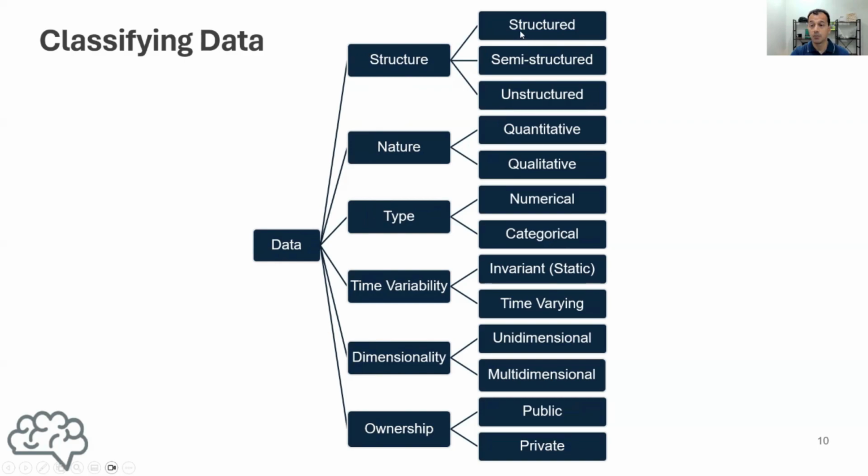In this sense, data can be structured, semi-structured, or unstructured. In terms of the nature of the data, it can be quantitative or qualitative data. In terms of the type, it can be either numerical or categorical. Concerning its time variability, the data can be invariant or static, or it can be time variant, time varying, or dynamic. In relation to the dimensionality of the data, it can be unidimensional or multidimensional. And finally, in terms of ownership, the data can be public and private. Let's have a deeper look into each one of these categories.